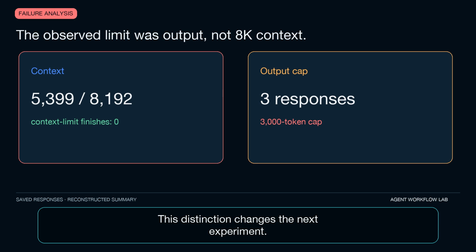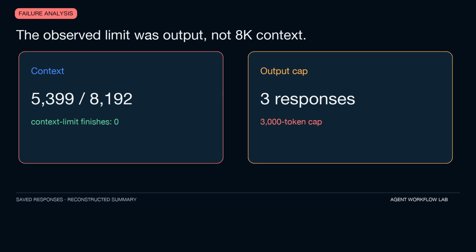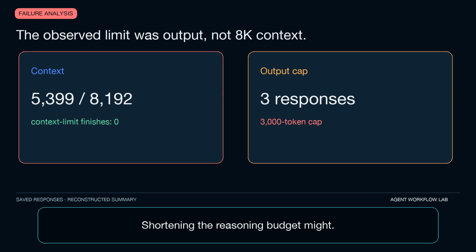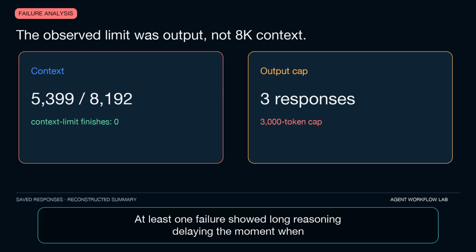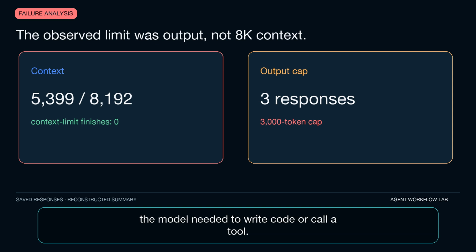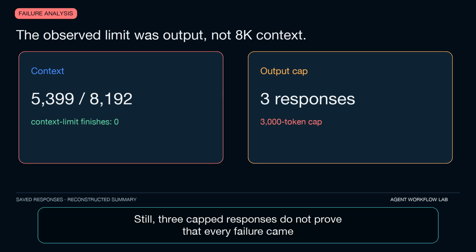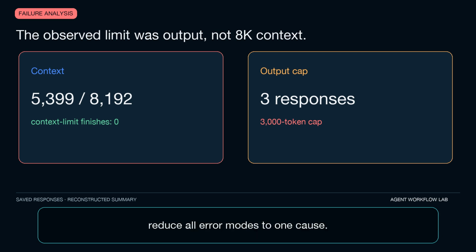This distinction changes the next experiment. Expanding context would not address a limit we actually observed. Shortening the reasoning budget might. At least one failure showed long reasoning, delaying the moment when the model needed to write code or call a tool. Still, 3 capped responses do not prove that every failure came from the cap. The evidence says the output boundary bound 3 times. It does not reduce all error modes to one cause.